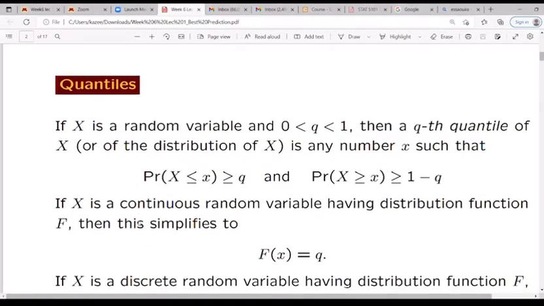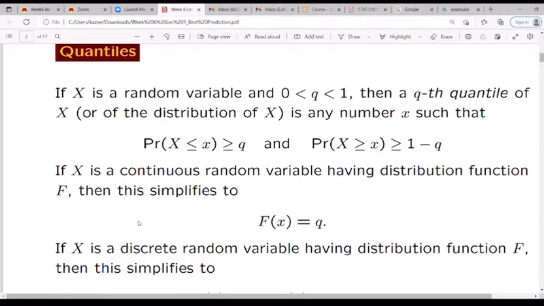Now, looking at the quantiles, if X is a random variable, and we have a Q, that Q is what we call the quantile of X, or of the distribution of X. It is any number x such that the probability of the random variable X being less than or equal to a realized value is greater than or equal to Q, and the probability of X being greater than or equal to x is greater than or equal to 1 minus Q.